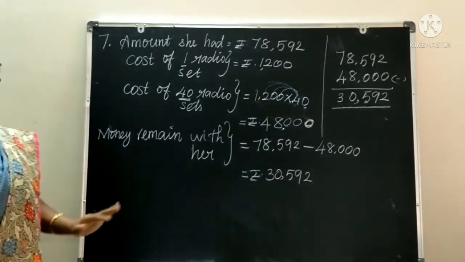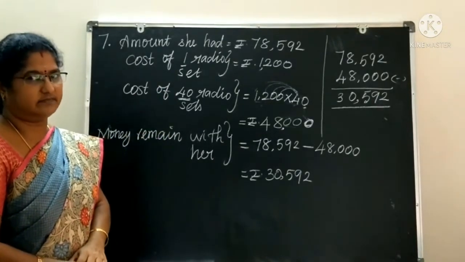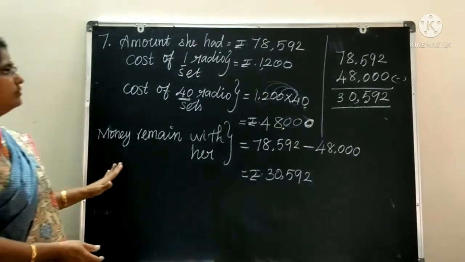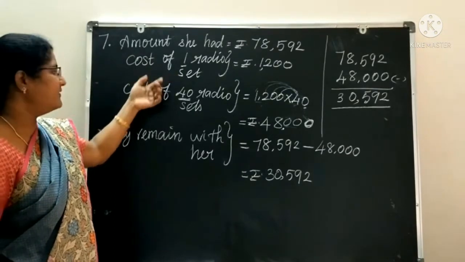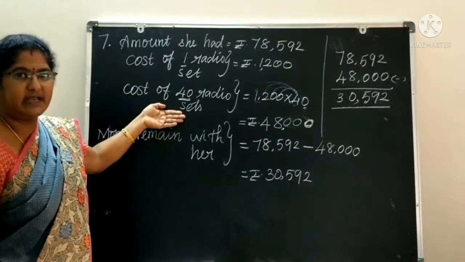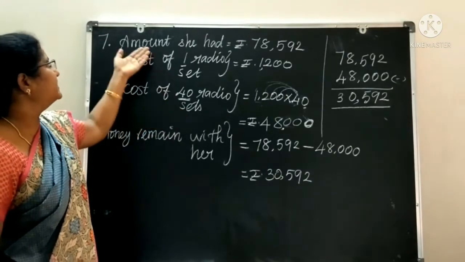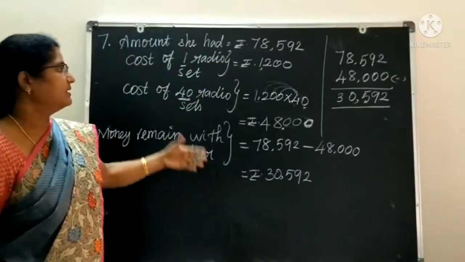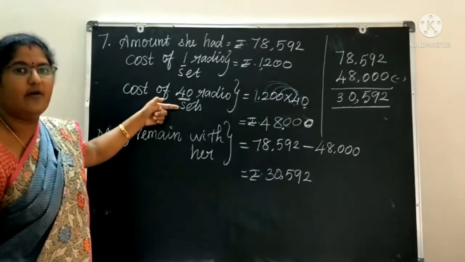Here this problem is based on multiplication and subtraction. That is a combined operation, two operations in the problem. Do you understand how to do it? They gave the value of one radio set. We need to find the cost of 40 radio sets. She bought 40 radio sets from her total amount. So how much does she have left? They gave one, you need to find 40 radio sets.